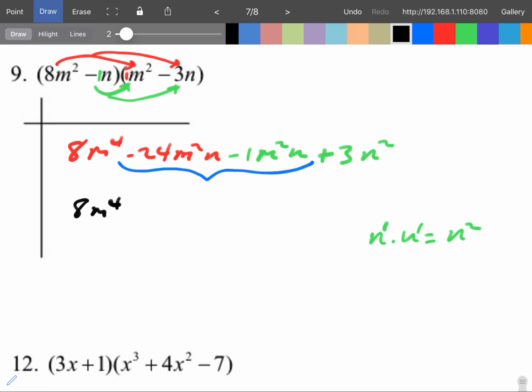So then how many m squared n's do you have? You got negative 24 of those things, take away one more. If you're not sure, use a calculator, but it's basically negative 24 minus 1. What's negative 24 minus one more? Good. Yep. So that's going to give you a negative 25 of those things. They happen to be m squared n's.